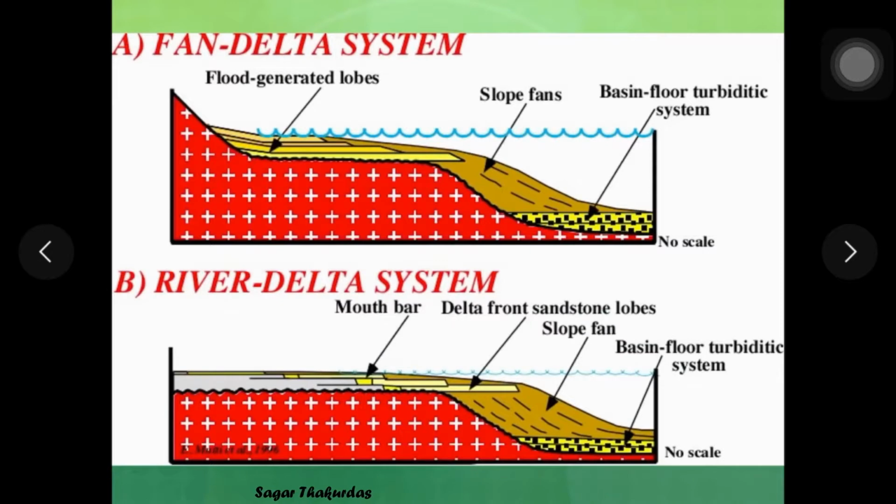Now in this diagram you can see the comparison between a river delta and fan delta system. So in case of river delta, the sediments are transported over a long distance through a river, and finally the sediments are deposited in the form of delta. So the sediments are very well sorted, texturally mature, and that is the reason you can see here the top part of the delta is thin here. You can see the presence of mouth bar, delta distributary channels.